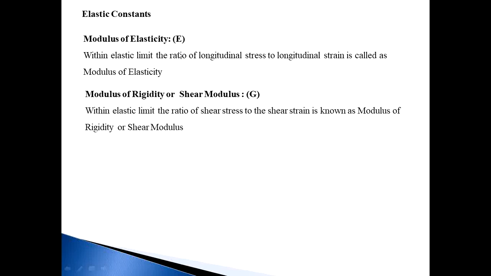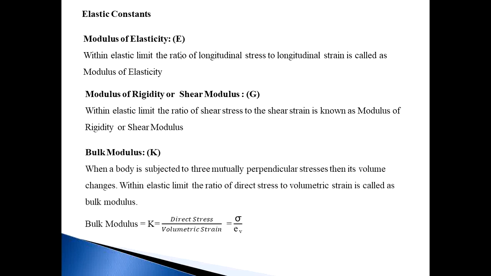Then next, modulus of rigidity or shear modulus. It is the same as the modulus of elasticity but is related to the shear stress and shear strain. The definition of the modulus of rigidity is: within elastic limit, the ratio of shear stress to shear strain is known as modulus of rigidity. It is denoted by capital G.